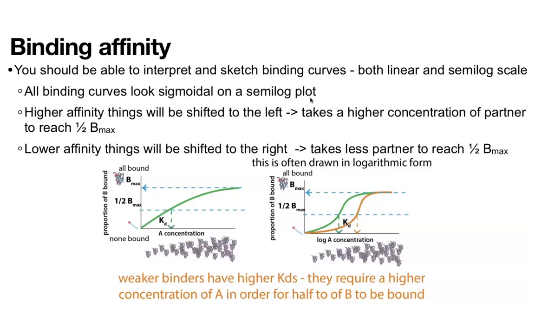And so you should be able to sketch out curves. If I say, if you have two things, one has a higher KD than the other, or one has a lower affinity than the other, you should be able to draw a couple curves, just estimating things out. Also be able to recognize where we have Bmax, half Bmax, or KD.